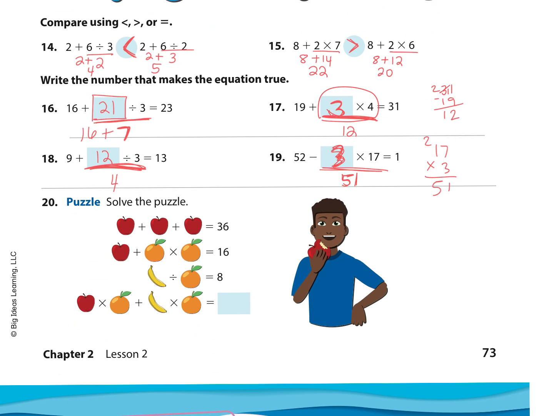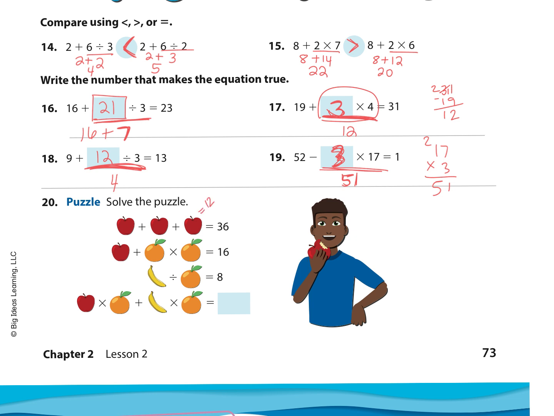All right. And then number 20. Ooh, these are my fave. I love things like this. What? You don't like fruit and math? Okay. Let's start from the top. I have an apple. Listen, we're almost done, guys. Okay, we have an apple plus an apple plus an apple equals 36. So how do I figure out what the apple equals? I divide by 3. So what's 36 divided by 3? Okay, so an apple is equal to 12.